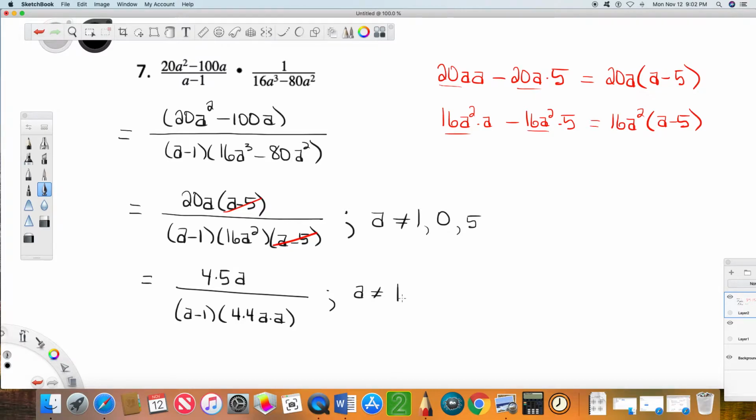My restrictions were not equal to 1, 0, or 5. Now I can continue to see common factors. 4 divided by 4 cancels, and a single factor of a cancels. So in the numerator, all I have left is 5. And in the denominator, I have 4a, 4 times a, times this binomial, a minus 1. And since in multiplication we can multiply in any order, it's pretty common to write that 4a out in front. All right, and let's have a not equal to 1, 0, or 5. And there's our final answer.